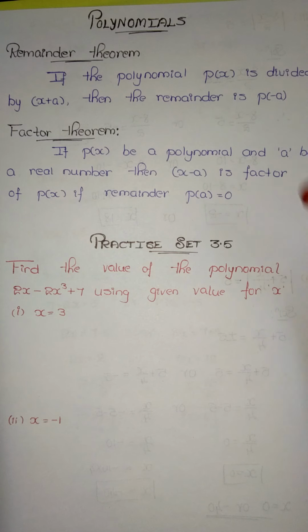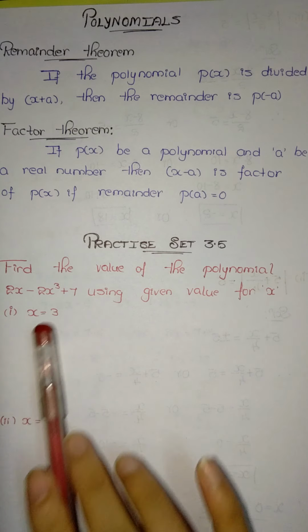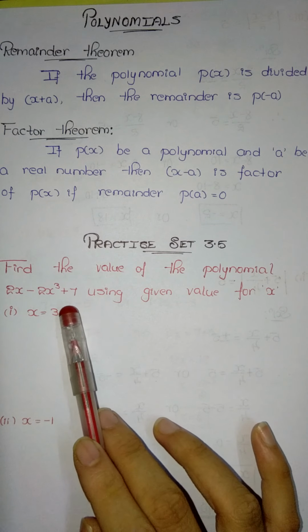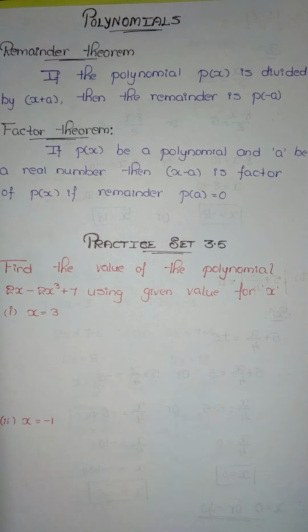So based on this we are going to solve practice set 3.5. So let's start this one. So first question here, find the value of polynomial that is 2x minus 2x cube plus 7 using the given value for x. So here they gave a polynomial, but the value for x is given, we have to put that value of x and find the value for that x.